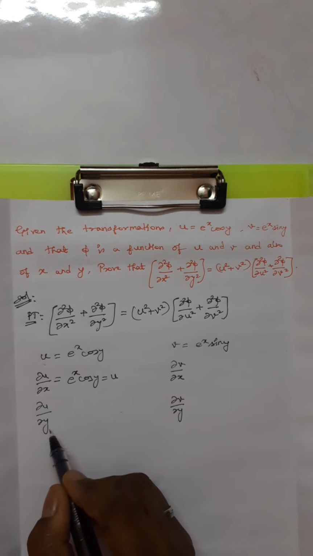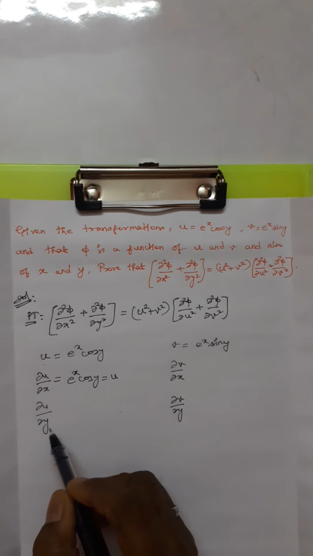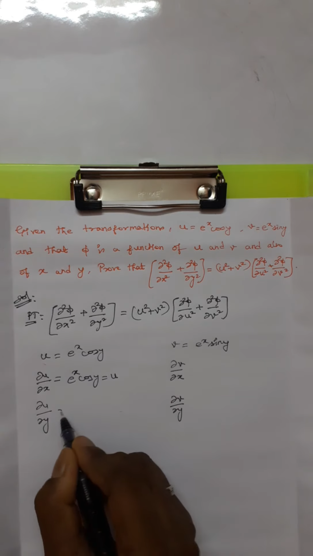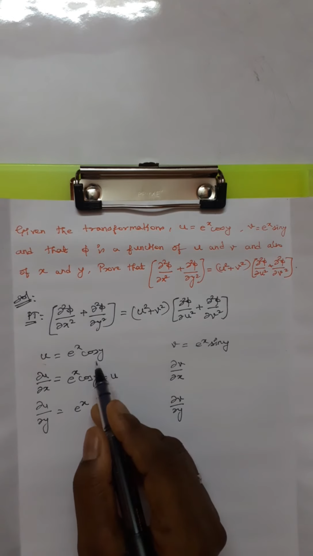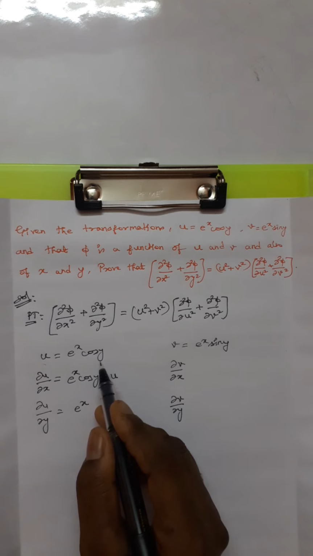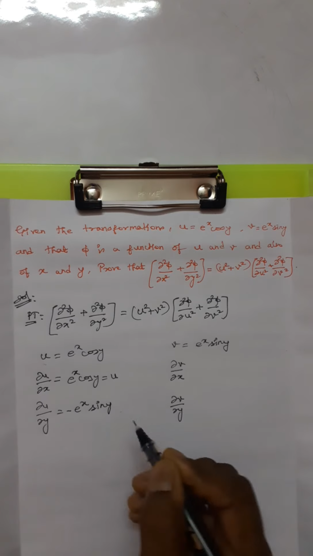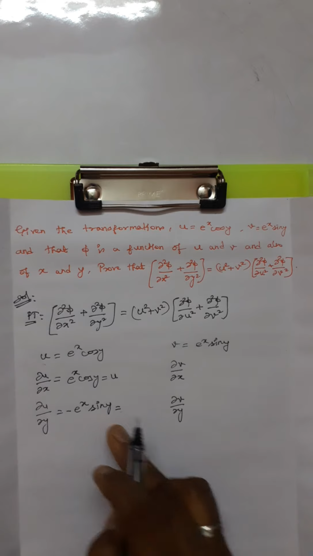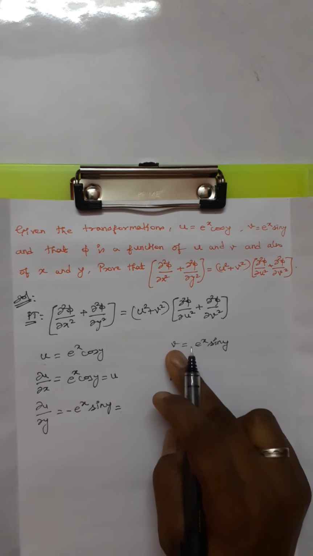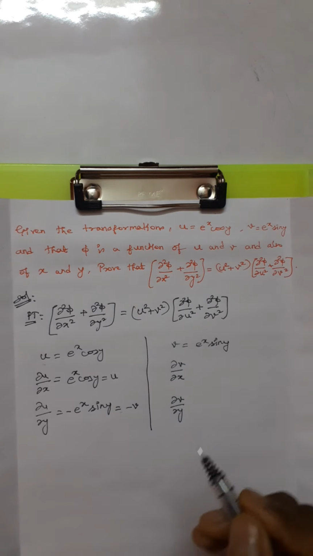Similarly, dou u by dou y, partial differentiation of u with respect to y. With respect to y, the x term remains as constant. So e power x comes as it is and we differentiate cos y. When cos y is differentiated, it becomes minus sin y, right? Which is nothing but minus e power x sin y. e power x sin y is nothing but v. So it is minus v, right? So this part is over.